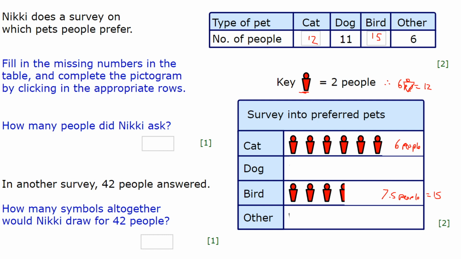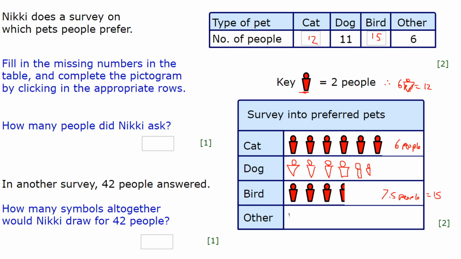Well, if one picture represents 2 people, then one person represents half a picture, and so therefore this is 5.5 pictures, right? So what we can do is draw 5.5 of these pictures, and so therefore that is what the pictogram should look like.